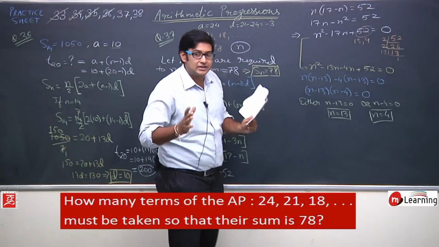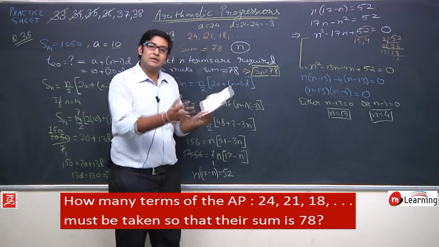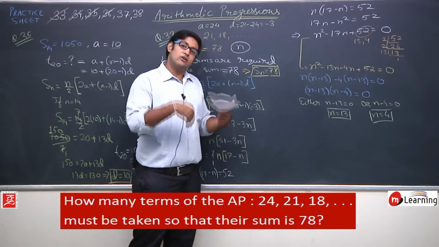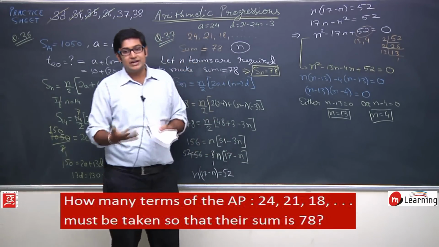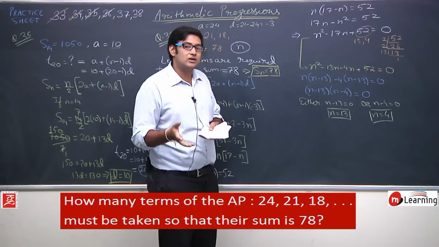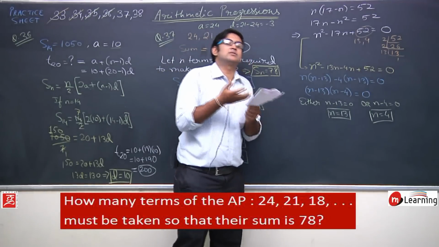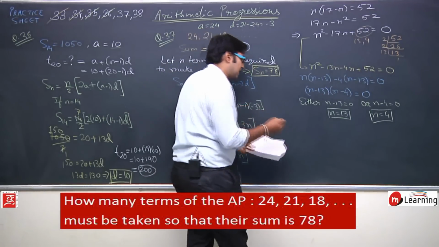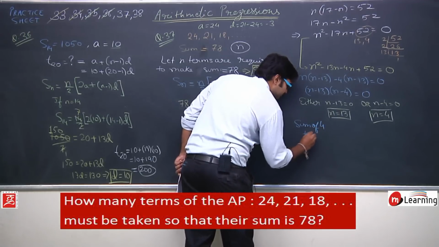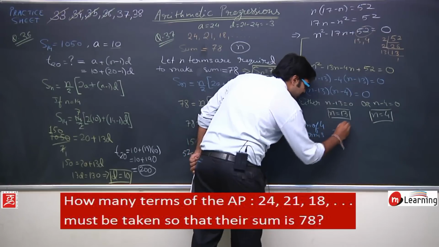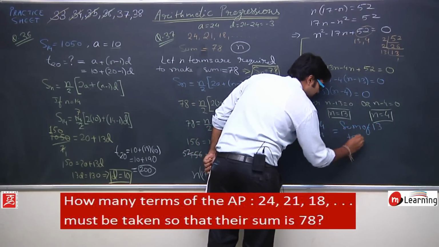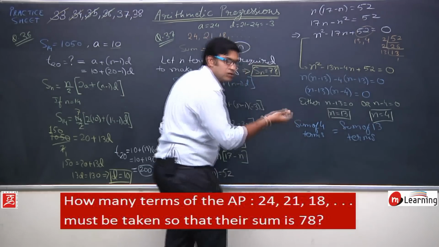So try to imagine, I am adding 4 terms and I am getting the sum as 78, and if I am adding 13 terms then also I am getting the sum as 78. Now why is this happening? Why is the sum of 4 terms and the sum of 13 terms equal? This is what I am getting: sum of 4 terms is equal to sum of 13 terms.